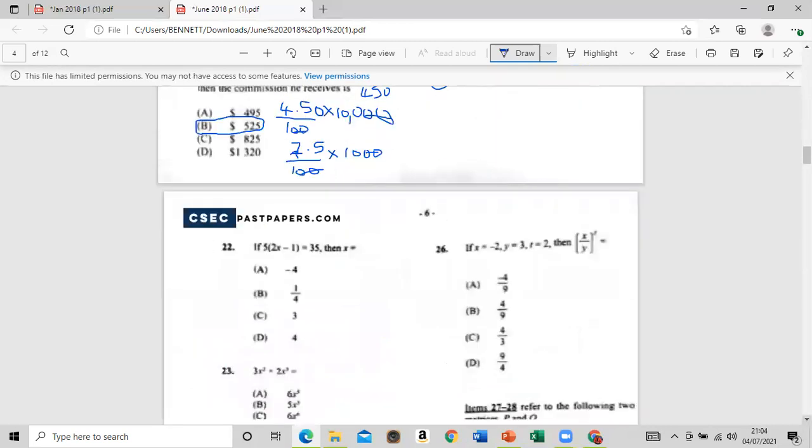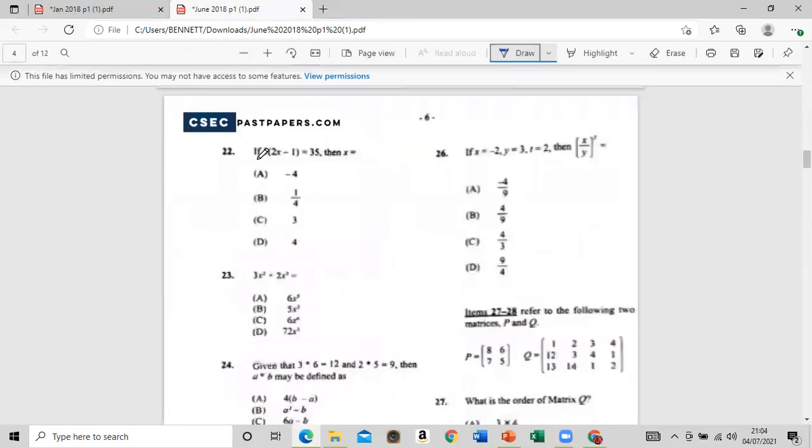Now work it out. Alright, this one now: 5 bracket 2x minus, it means 5 times what? Give it 35. Now 7. So if you put 4 here, 2 times 4 is 8, minus 1 is 7. Then 3x squared times 2x cubed: 3 times 2 is 6, and 2 plus 3 is 5.